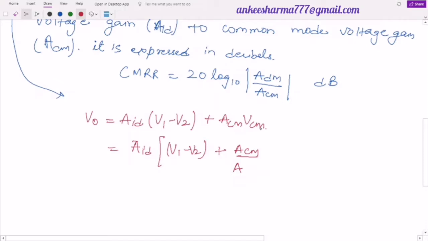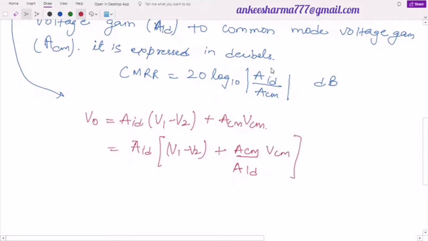I have represented this with AID. So I will write here AID. I have written here DM, but it is AID as per the notations I have used. So over here I will get ACM by AID into VCM.